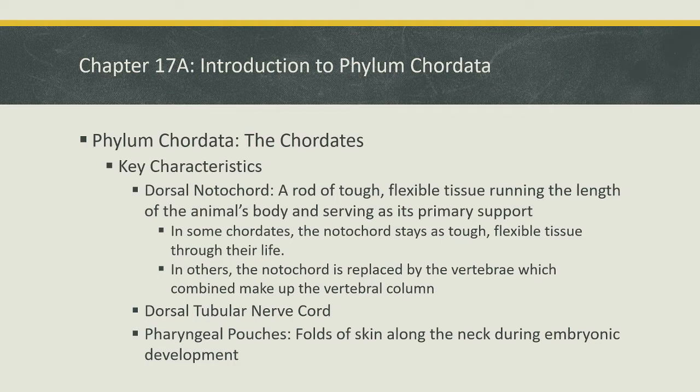And so that's the first key characteristic. Second key characteristic, a dorsal tubular nerve cord. So in other words, there is a cord of nerves that is in the shape of, and sometimes enclosed inside of, a tube. In us, we call that our spinal cord. And then also pharyngeal pouches. These are folds of skin along the neck during embryonic development. Even humans, when we're first developing as an embryo, we form these pouches around where our neck is starting to form.